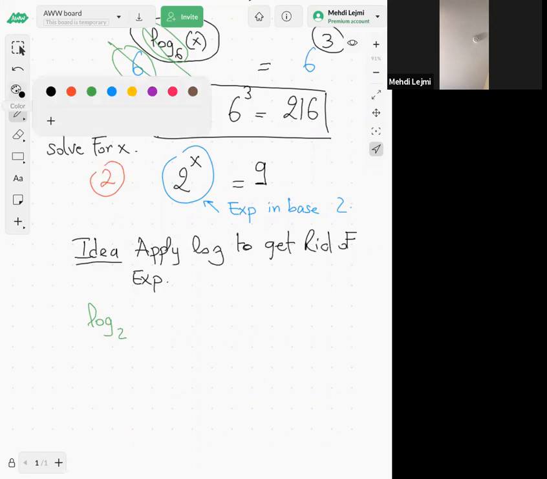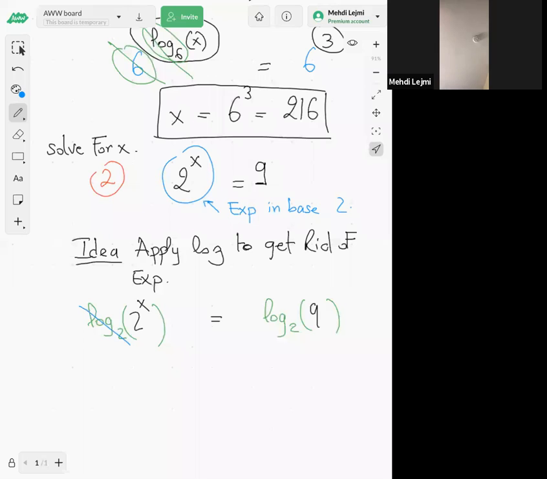So I'm gonna apply log base 2 both sides. So here's my log in base 2. There's an equal here. So I'm gonna put the 9 on the right side, and I'm gonna put this 2 to the power x on the left side. Right? So I just apply the log on both sides. And again, the idea is that this log and this exponential base 2 cancel out because they are inverse of each other. So then you end up with just x on the left, and on the right, that will be log in base 2 of 9. And that will be the answer.